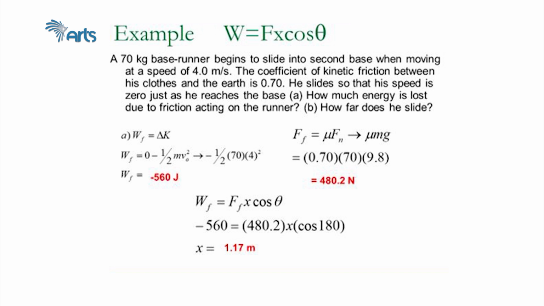Now work done by friction equals force of friction times displacement x times cosine of theta. But you have to bear in mind that the force of friction and the displacement are in opposite direction, and hence theta is 180 degrees. After this, you can substitute all the known variables, and finally the unknown one will be x, and you can calculate, and x becomes 1.17 meter.